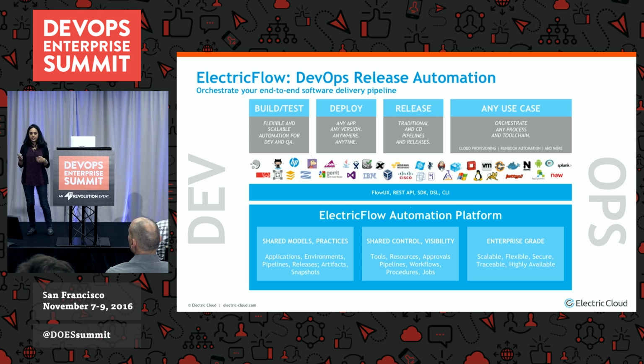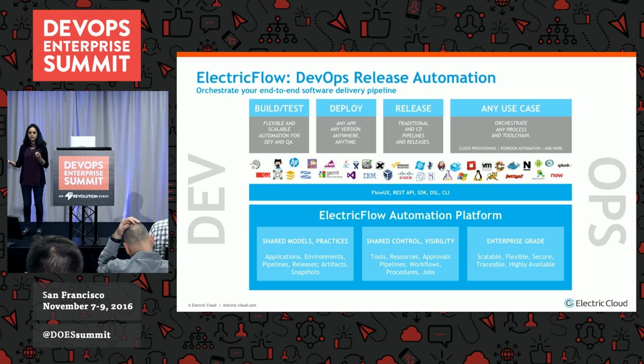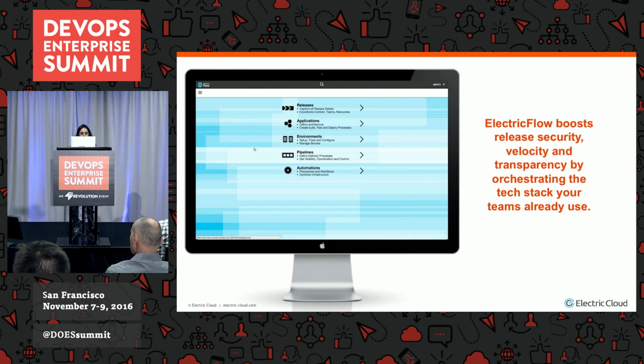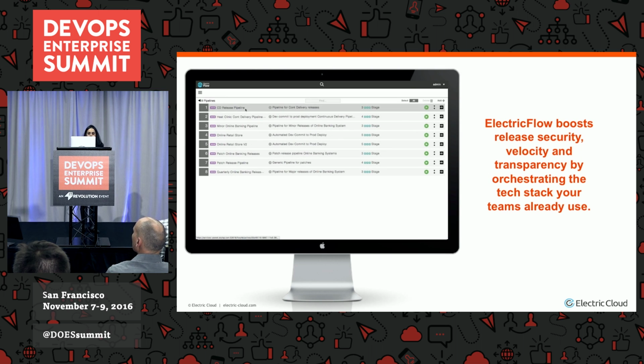And beyond that, we have the release, where we can coordinate multiple applications into a release pipeline in order to manage dependencies, coordinate your full number of applications that are part of a release, and make sure that there are no problems on your servers as you're deploying these multiple applications, and you can schedule these as is required for your release cadence. And then finally, we can really automate any use case. It's a very flexible, very powerful platform that is underneath this, that is tried and tested across very large scale use cases. So ElectricFlow boosts release security, velocity, and transparency by orchestrating the tech stack your team already uses.